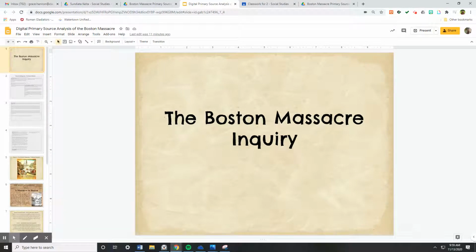Hey, today we are going to talk about the Boston Massacre. And before we do that, there are two vocab words we need to review, and those words are loyalist and patriot. These are two different groups of people.